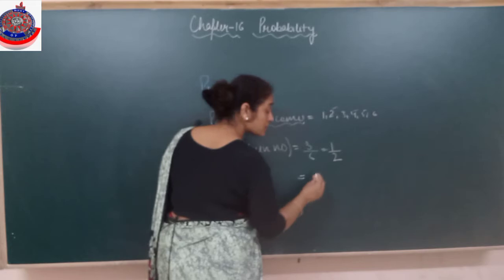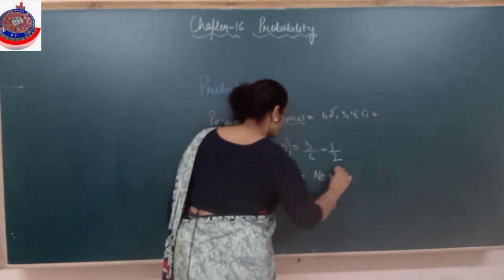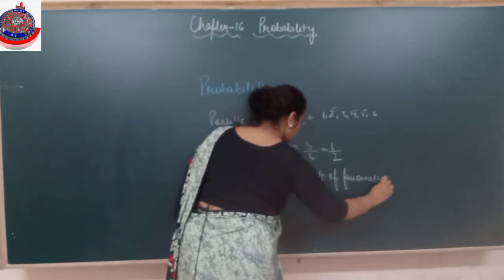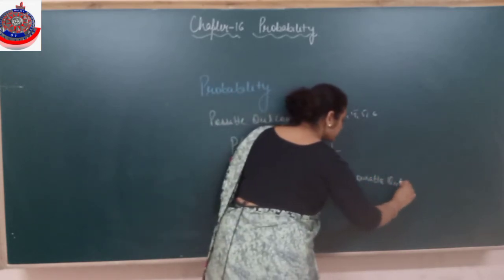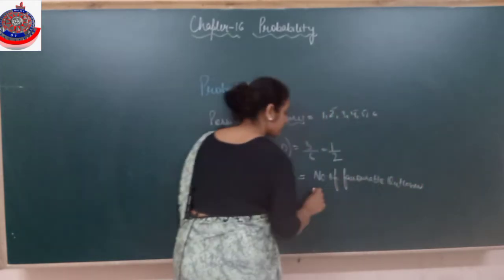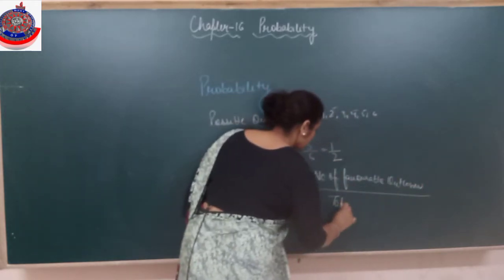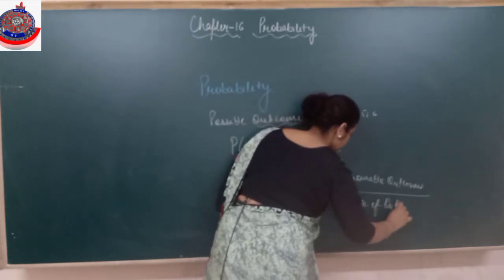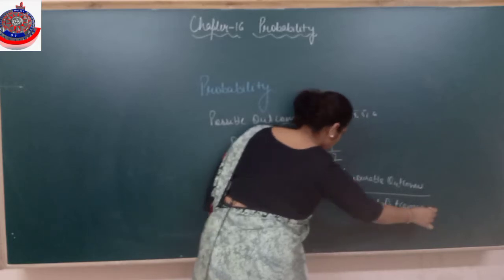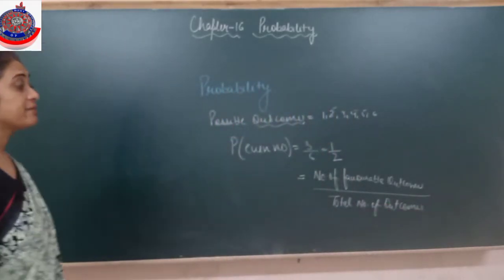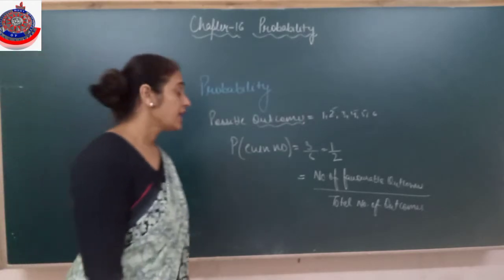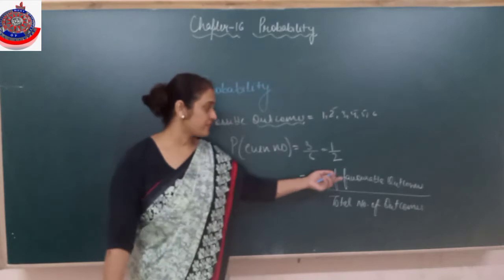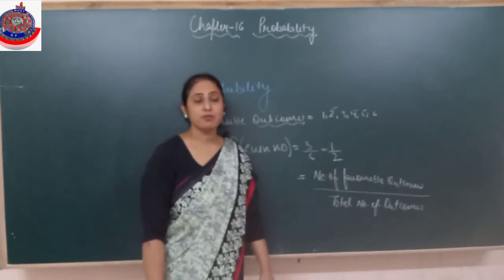That means the formula was number of favorable outcomes divided by total number of outcomes. Number of favorable outcomes divided by total number of outcomes. Is it clear? This we have done in class 10th. This approach, we take it as the ratio of favorable outcomes divided by total number of observations.